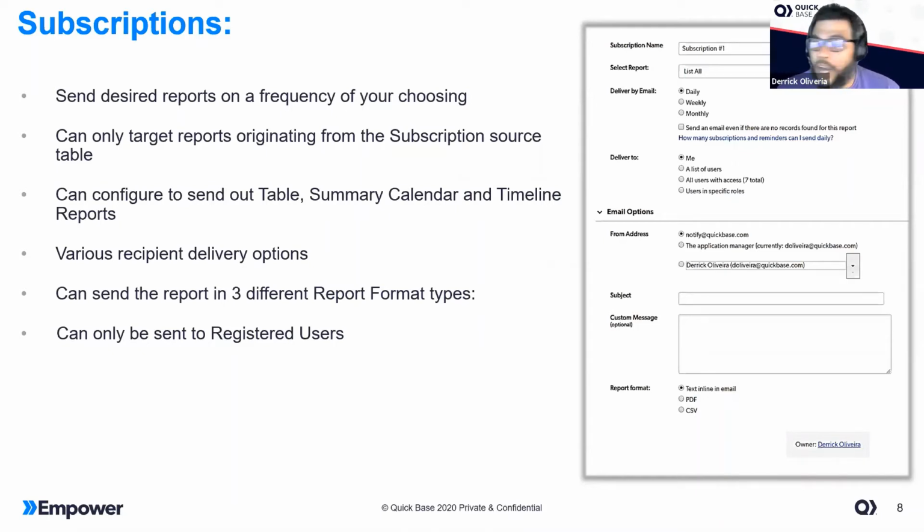Next, you have the following option deliveries. You can send subscription emails to yourself. You can send them to users with access to your application, ergo registered users. You can send them to users in one or more role. You may want to take a little bit of caution here.